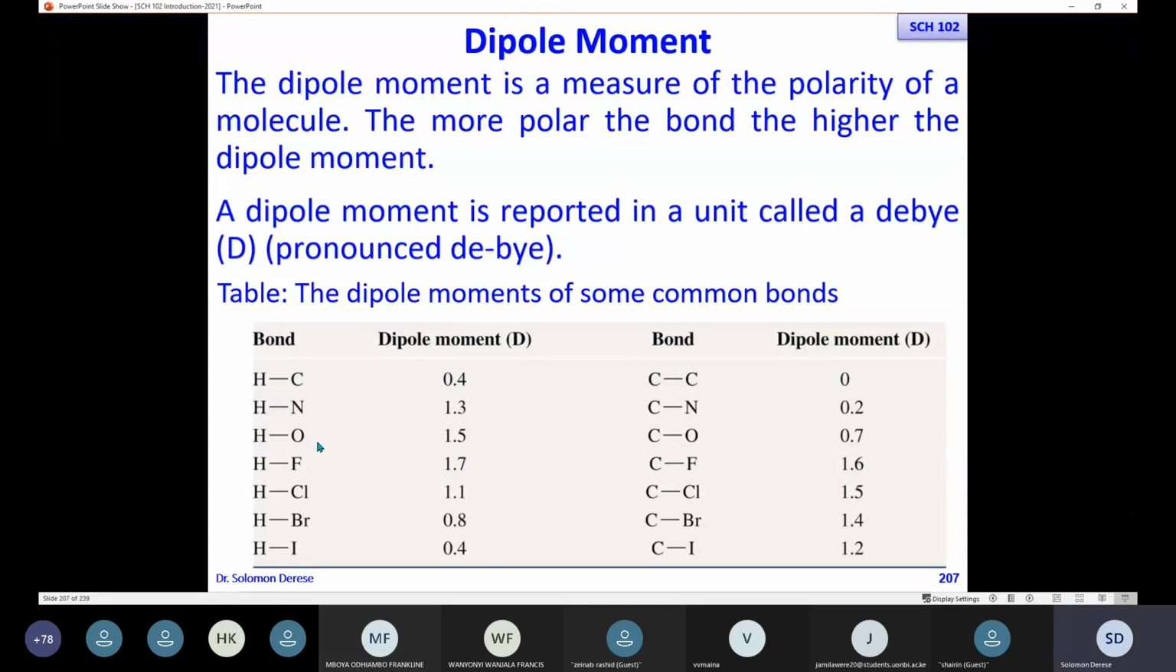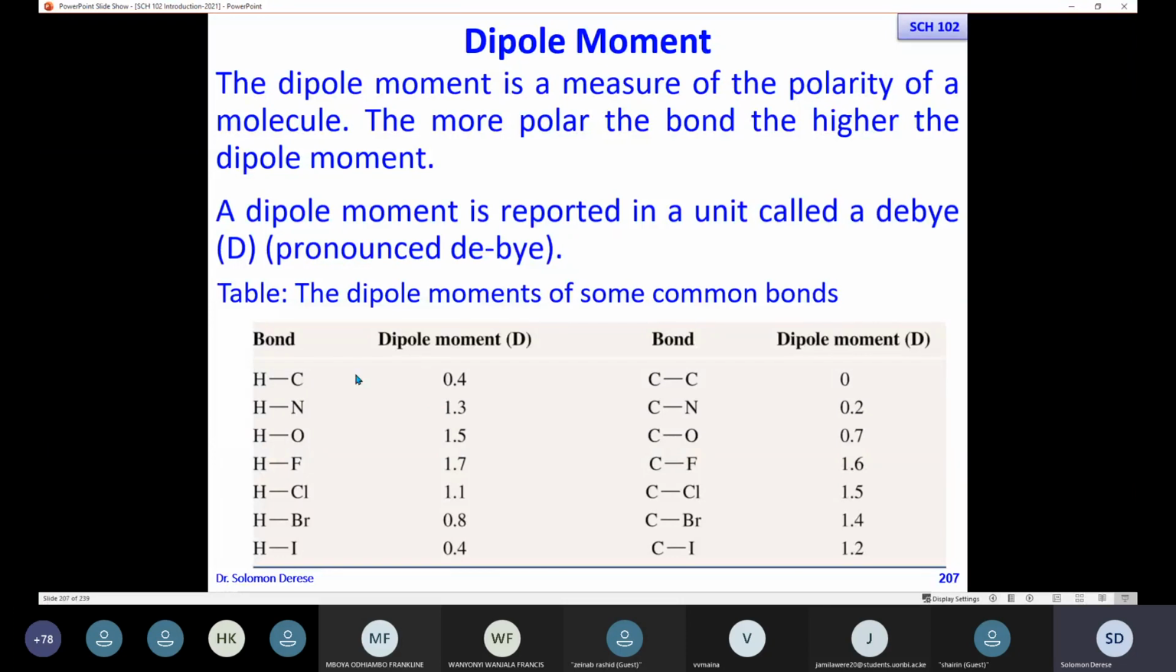Polarization of the bond is increasing. Therefore, the HF bond should be more polarized than the HO, which should also be more polarized than the HN, which should be more polarized than the H-carbon bond. This is reflected in the dipole moment. Dipole moment is a measure of the polarization of a bond.